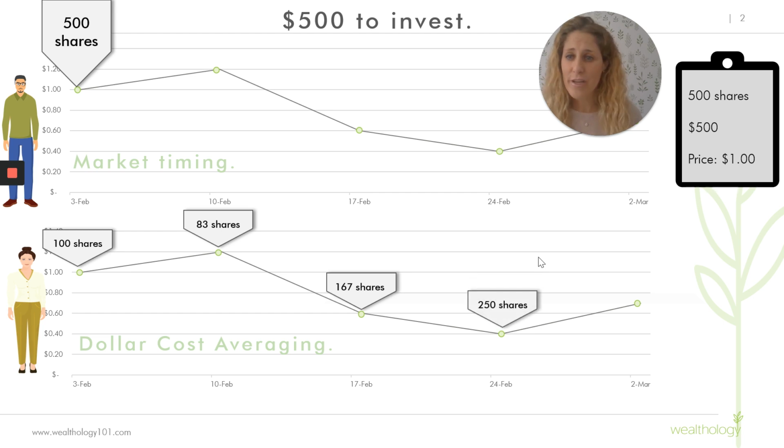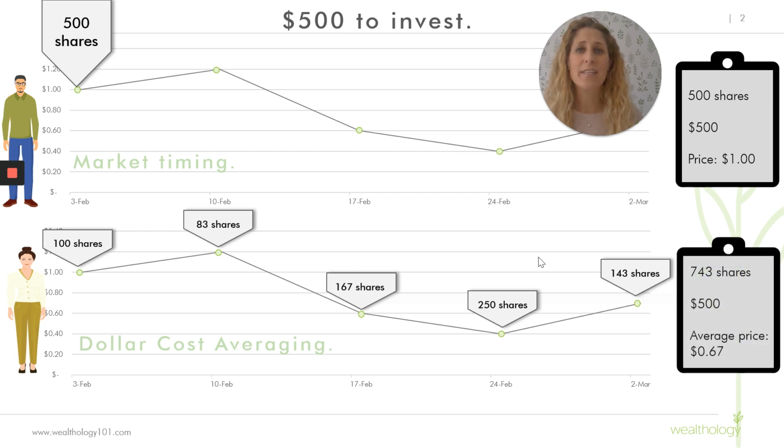When the price goes down further to 40 cents, she's able to buy 250 shares. And then finally, when the price of the stock starts to recover a little bit, she's able to buy 143 shares at this last price of 65 cents. So what she ends up doing is she ends up buying 743 shares using the same $500 investment for an average price of 67 cents. She ends up buying more shares when the price goes lower and less shares when the price goes higher, giving her a lower average cost over time.